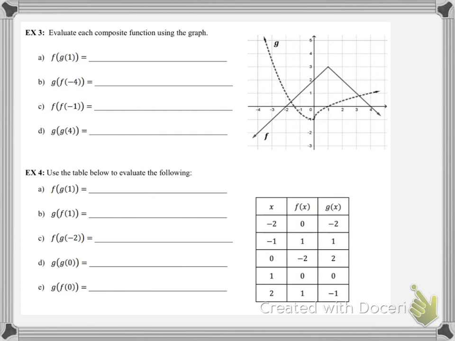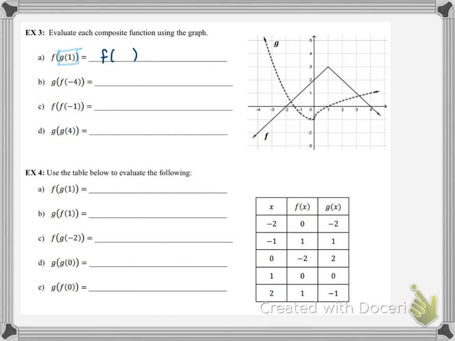So I want to get to the graphs and the table. So let's skip to that. So again, same idea. We want to do this in 2 steps. So the first thing I'm going to do is figure out what g of 1 is and replace it, right? So I'm just going to replace g of 1 with the y value corresponding to it.